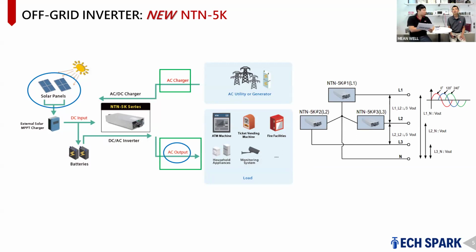So are they the same terminals or are they different? They're different. Because a grid tie inverter has the same terminal, you can tie directly to the grid. But for this inverter, it has an AC input and AC output. So if the customer needs to use bypass mode, they have to connect an AC input to it. I see.